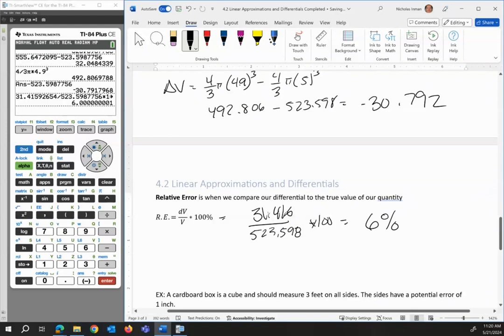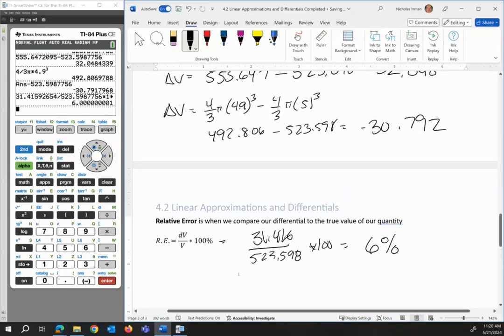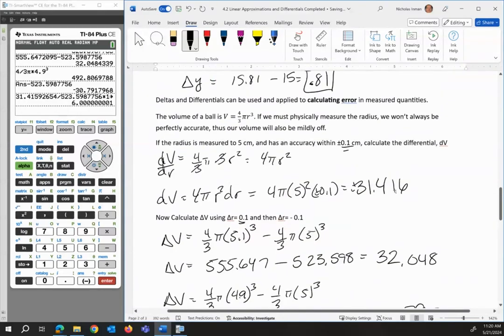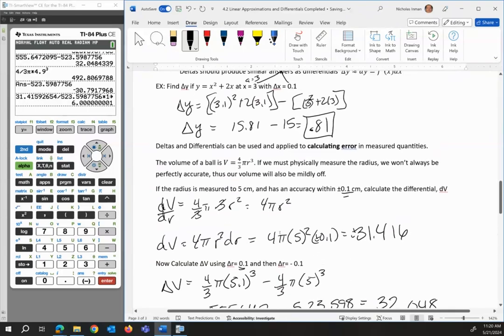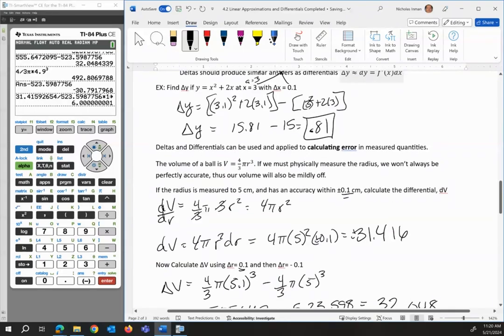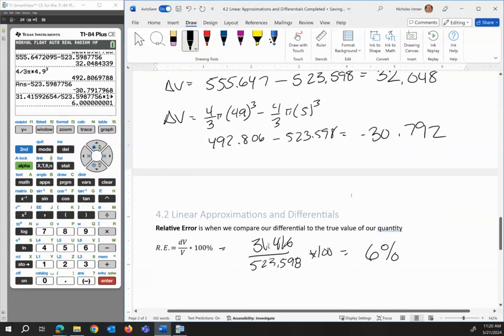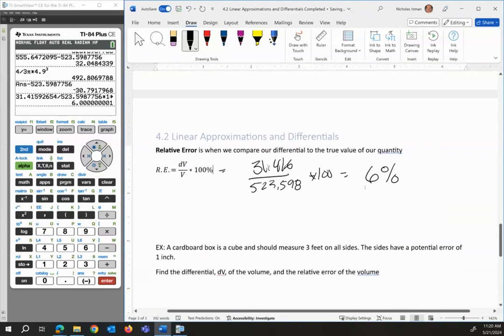All right, and so it just kind of relates this being off by 31 to a percentage number, which is nice. Being off by 31 seems like a lot, but when you talk about the volume of this entire sphere is in the 500s, being off by 31 just means that we're off by about 6%. If we have an error measurement of 0.1 centimeters, it means that our volume is going to be off by about 6%, which is pretty significant when you're talking about a radius of 5 centimeters, and that's a pretty good accuracy rate, but it could produce a 6% overall error to our problem.